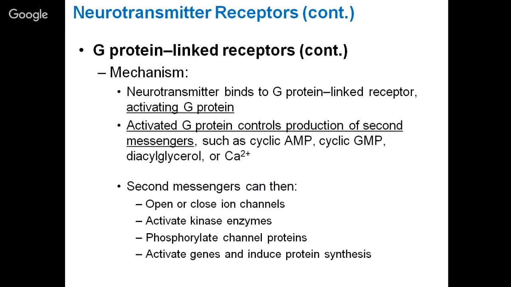Once the neurotransmitter binds to the G protein linked receptor, activating it, it activates G proteins, which are at the cytoplasm, bound to the receptor. This activated G protein controls the production of second messengers such as cyclic AMP, cyclic GMP, diacylglycerol, and calcium ions, and these second messengers can then lead to the opening or closing of ion channels, activate some enzyme phosphorylation, and so on.